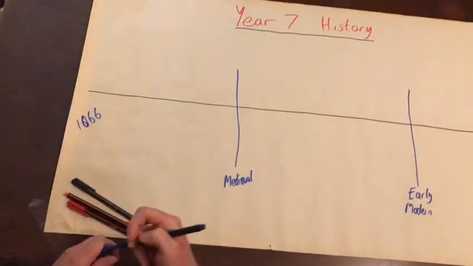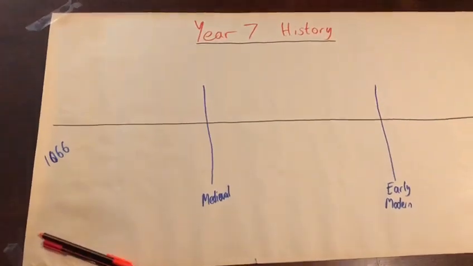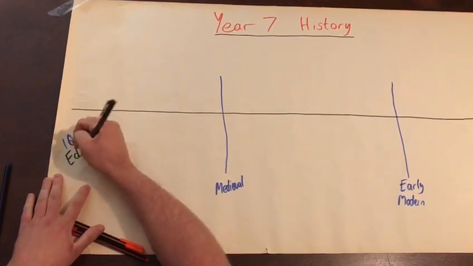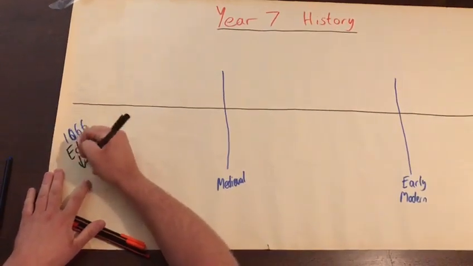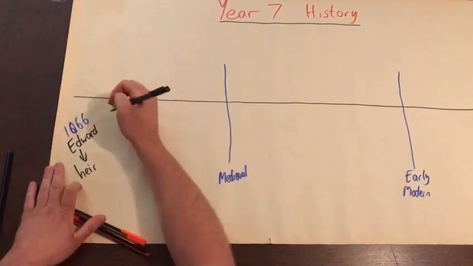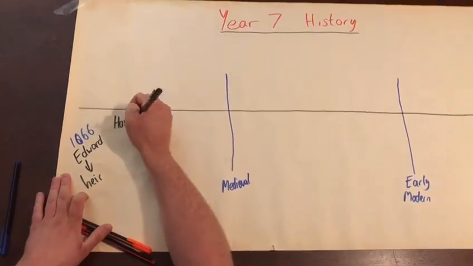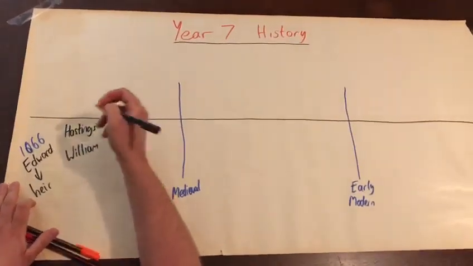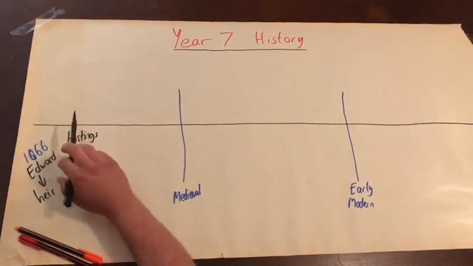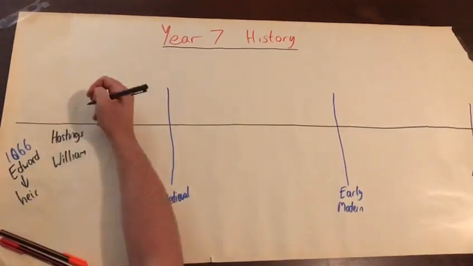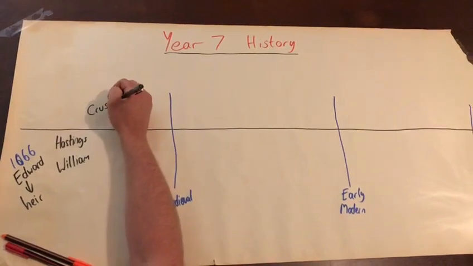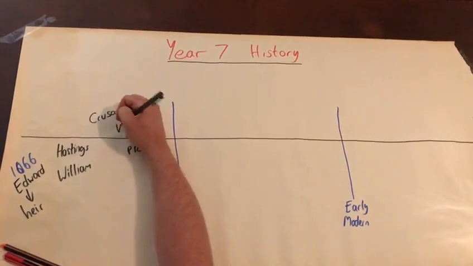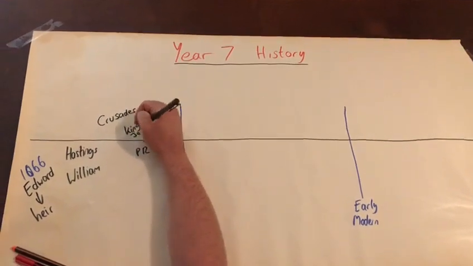So we started this year looking at 1066 and the problems caused by Edward dying without an heir to the throne. So this led to battles like Hastings and the eventual success of William. Then we went on to look at different aspects of medieval life, remembering that we always do it in chronological order. So we looked at things like the Crusades, we've also looked at the Peasants' Revolt, we've looked at King John and the Magna Carta.